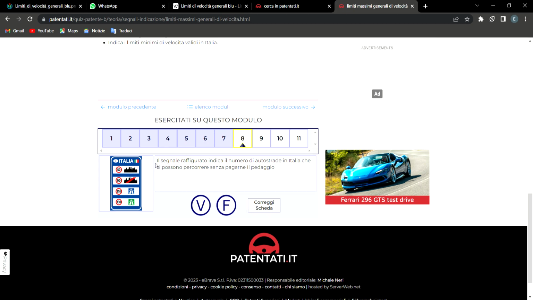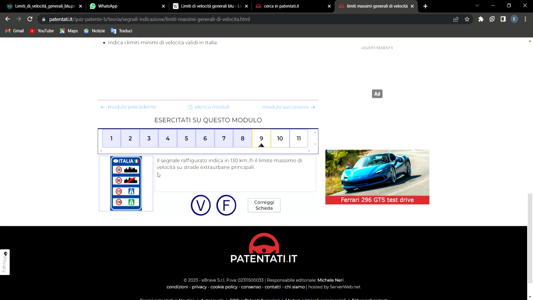So number 8, it says il segnale raffigurato indica il numero di autostrada in Italia che si possono percorrere senza pagare il pedaggio. So what I simply say is that this very sign is not talking about highways, the kind of road that you can drive without paying anything. So it's not talking about that. This very sign simply means the maximum speed that you are allowed to drive on the road. So this very one is also falso.